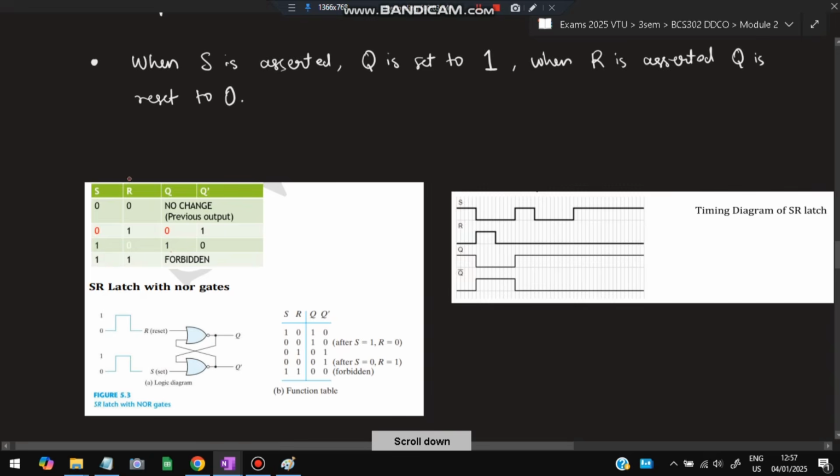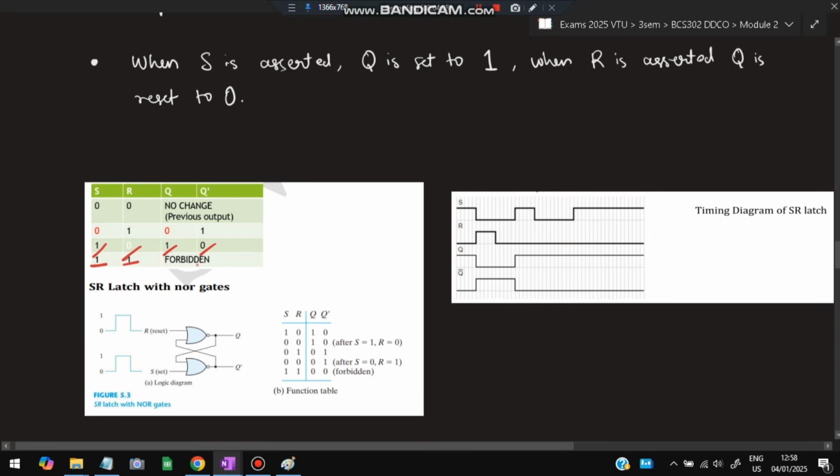Now, this is the diagram we need to make. S and R, when both are 0, there will be no change in the previous output. Means the previous output will be the current output also. So if I had Q equal to 1 and I make S and R both 0, set is also not happening, reset is also not happening. So Q will remain 1 only. In case I make S as 0 and R as 1, R means reset. Reset means Q will become 0 and Q bar will become 1. If I do the reverse, 1 and 0, Q will become 1 and Q bar will become 0.